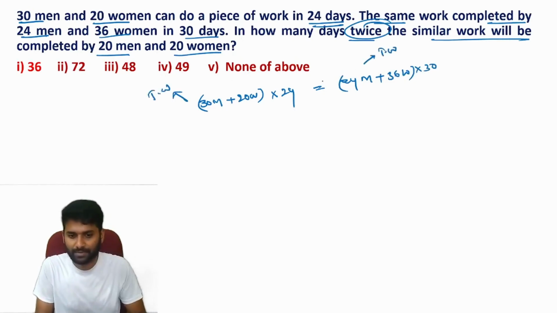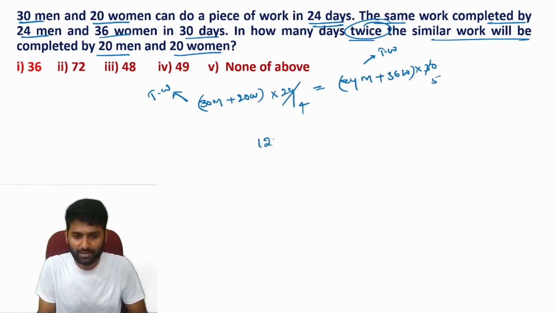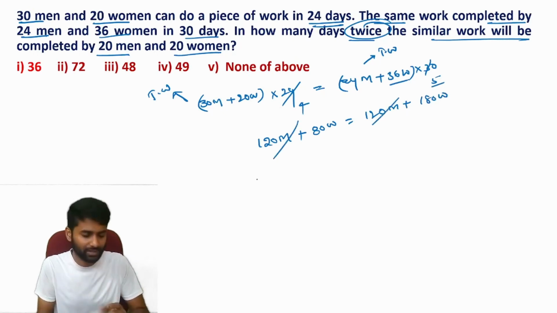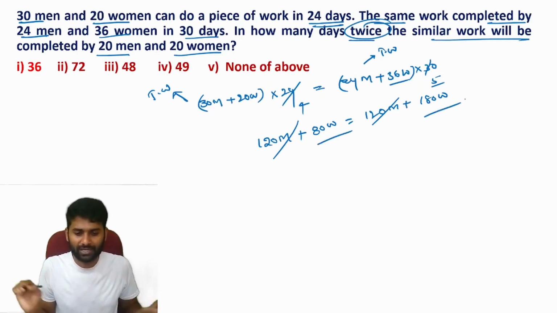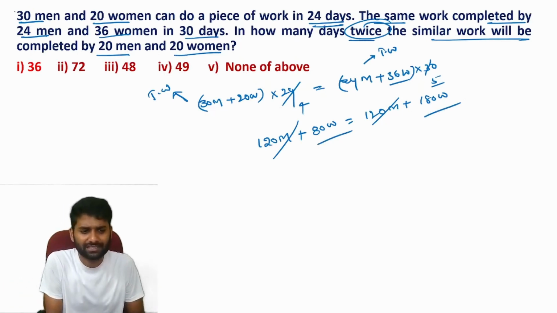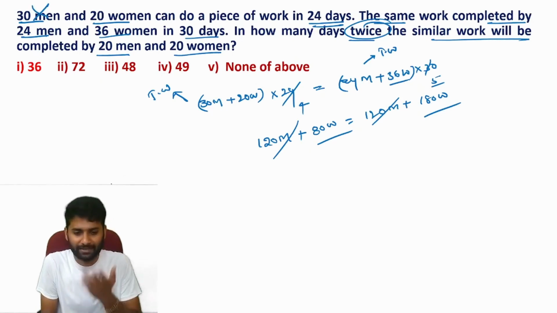We are equating it. See, 6 4 times, 6 5 times. For the calculation, 120 men, 80 women is equal to 120 men, and 36 into 5 is equal to 180 women. Guys, there is no men in the work. You have to understand that one. Here, all women are working. 80W is equal to 180W. So you should understand that there is no men working in this particular information.